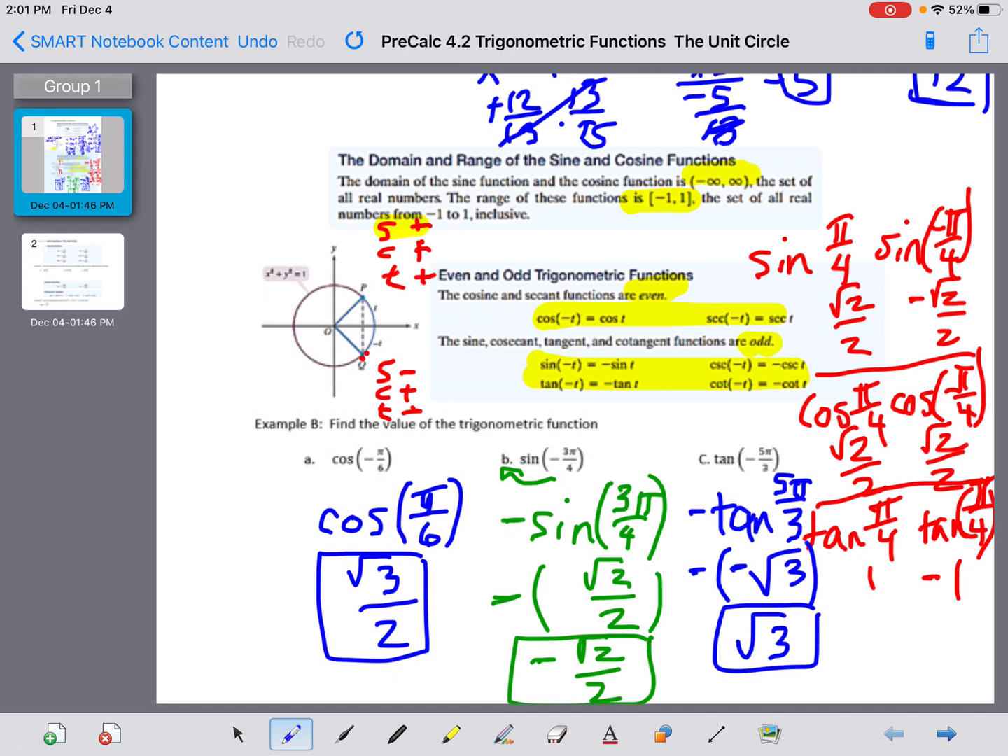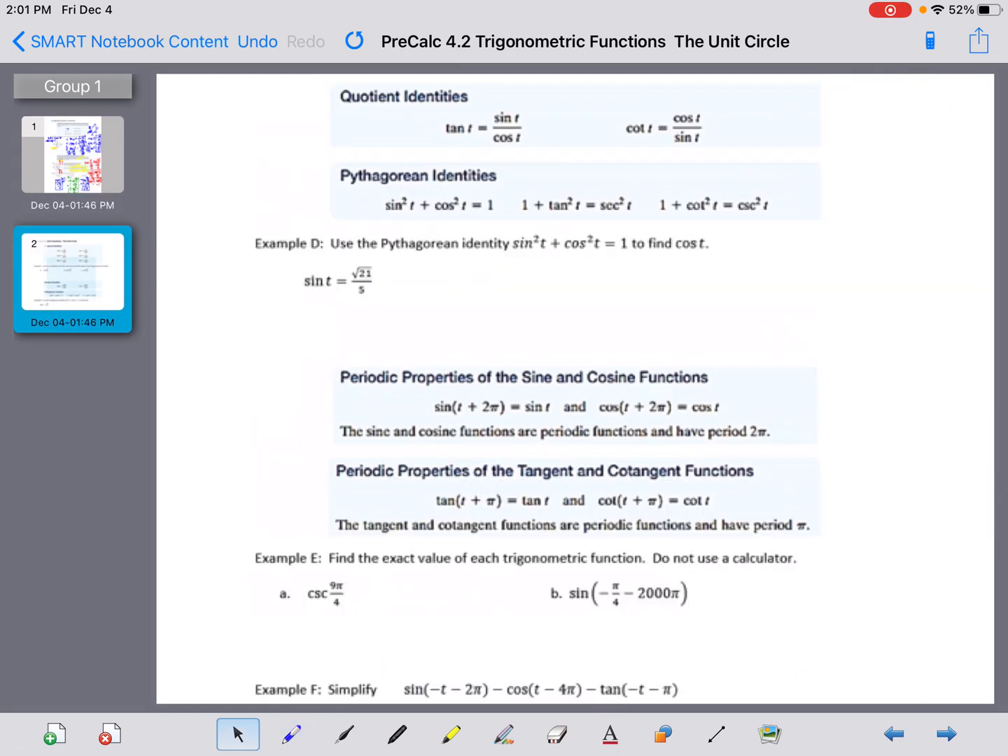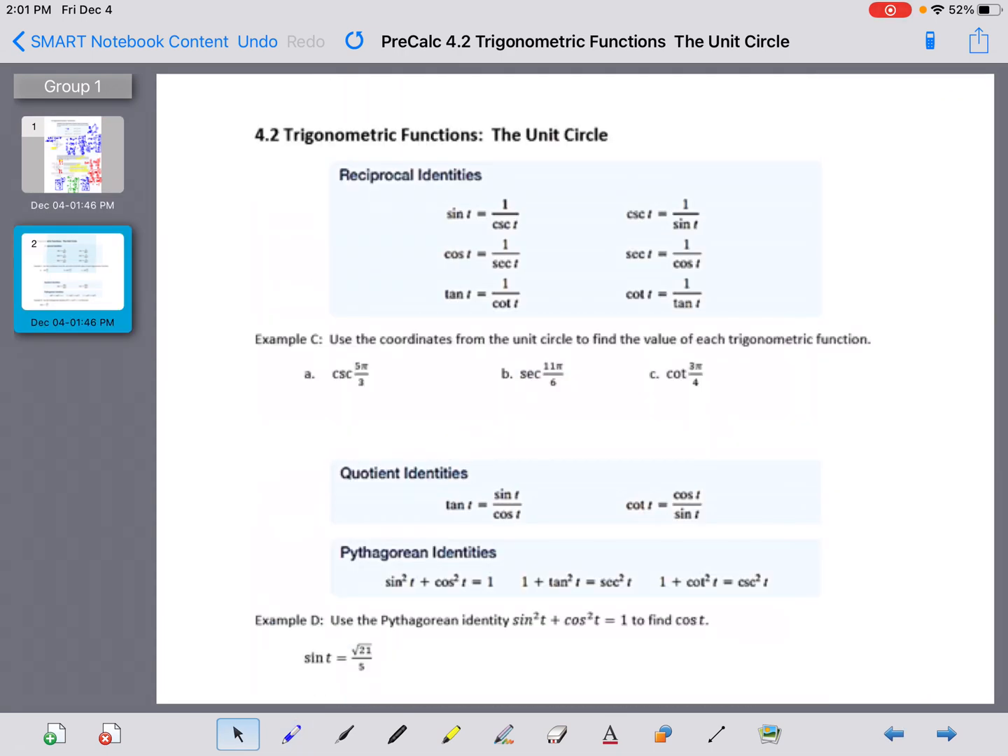All right, next page. Reciprocals. This shouldn't be anything different, right? So it's saying that if you find the sine and the cosine tangent, and cosecant is just the value flipped, or under 1, secant is the flip, cotangent is the flip.